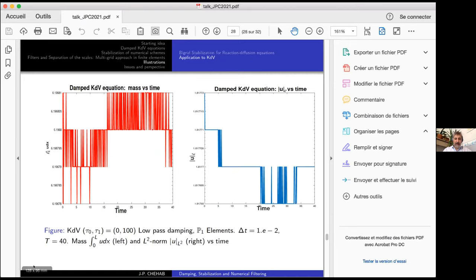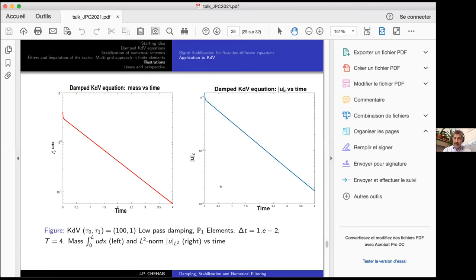So now I damp only high frequencies. If I look at the evolution of the mass, it doesn't change. It doesn't affect the mass. If I look at the evolution of the L2 norm, it doesn't affect the evolution of the L2 norm. So it completely agrees with the low frequency model, which is the KdV one.